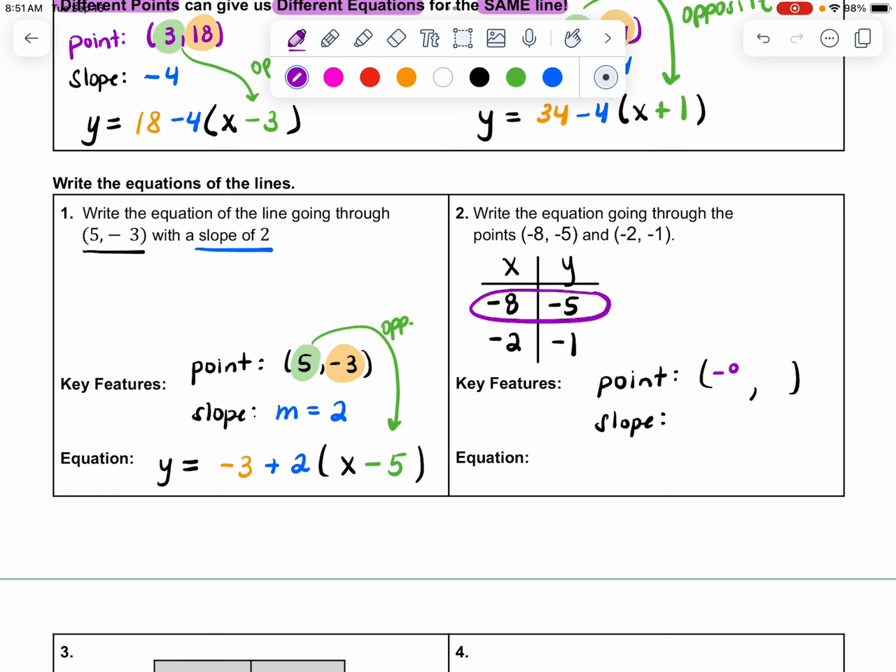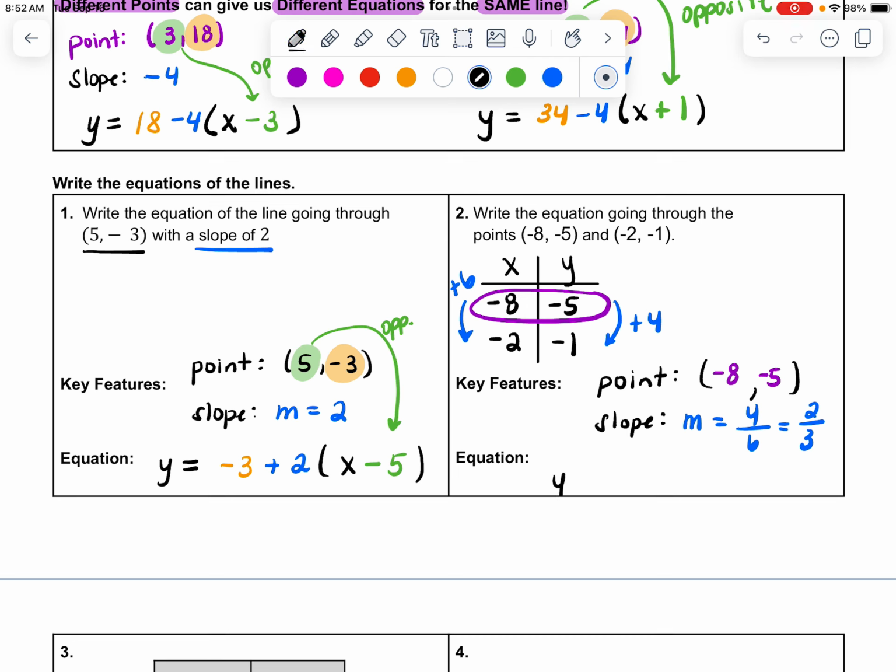That's just my habit that I like to do. I always like to use the first one. But you would be okay if you use the second one. Your answer would still be correct. Now my slope in a table, I have to find the patterns. So from -5 to -1, I'm going up by 4. And from -8 to -2, I'm going up by 6. So my slope would be 4 over 6, which simplifies to 2/3 when I type that into my calculator.